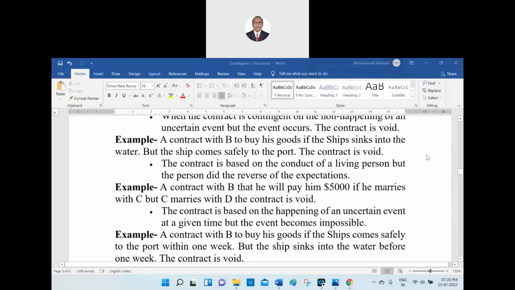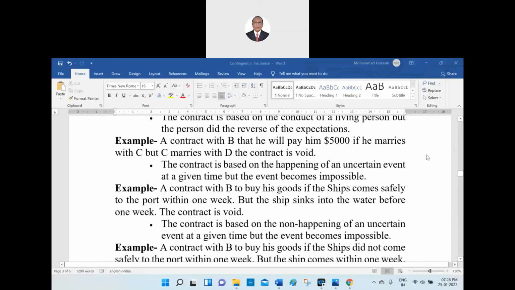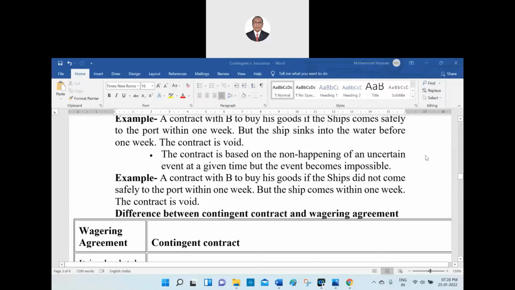So the contract is based on the happening of a certain event at a given time, but the event becomes impossible. Again, that also becomes void. A contract with B to buy his goods if the ship comes safely to the port within 1 week. The time frame is given, within 1 week. But the ship sinks into the water before 1 week. The contract is void because it is impossible.